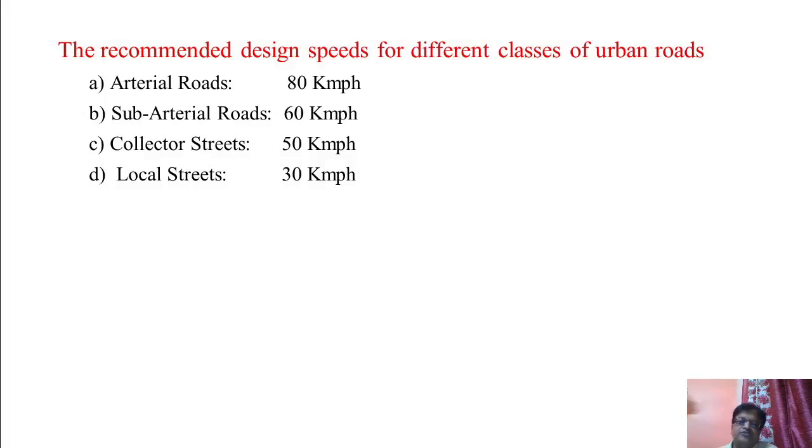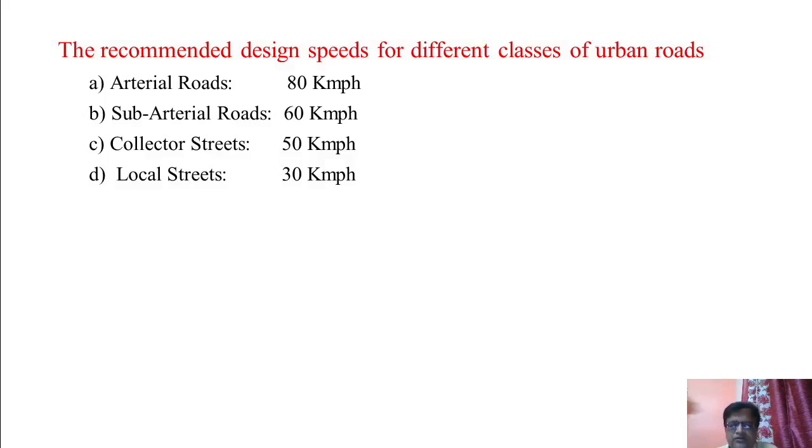So the recommended speeds for the design classes in the urban roads. In the urban areas, the IRC has given the speeds, but it cannot be 100 or 120 kilometer because of traffic and also because of various other problems. You cannot travel at that speed. So it is usually less.